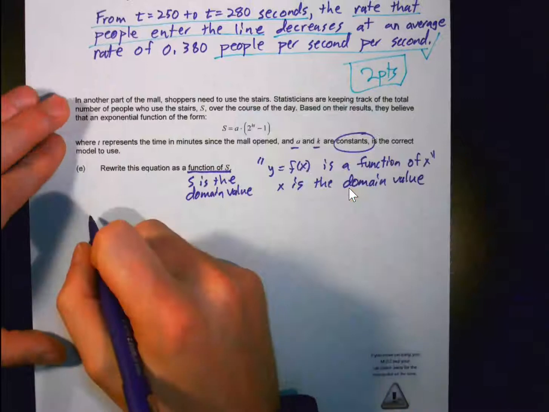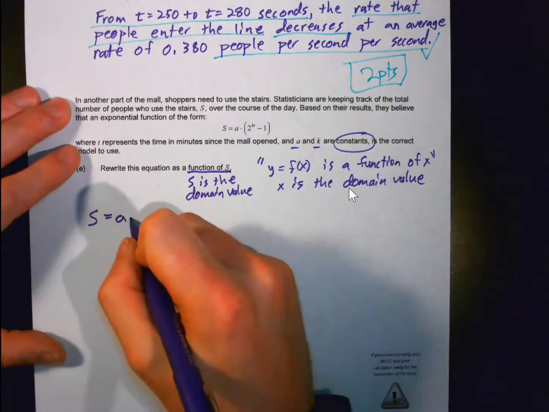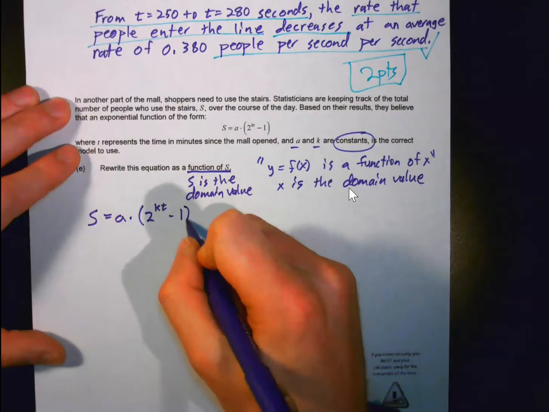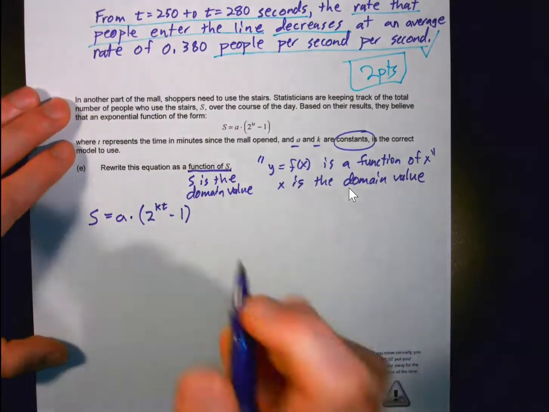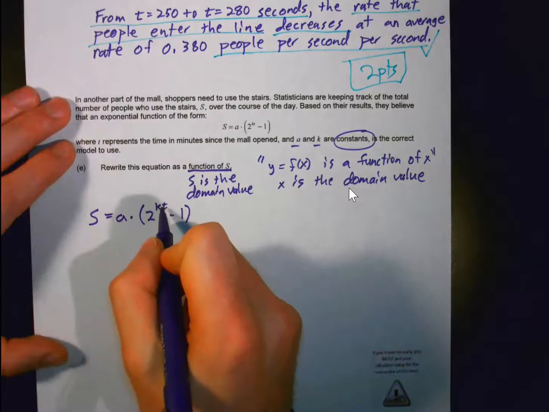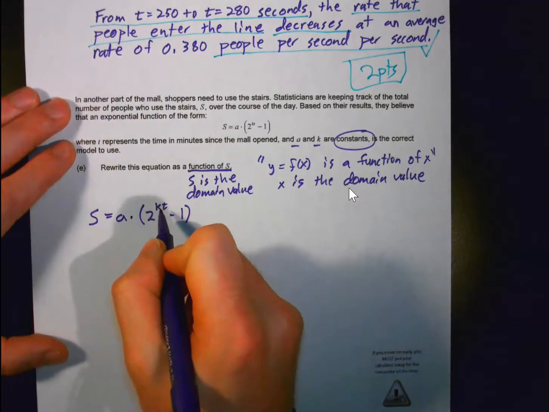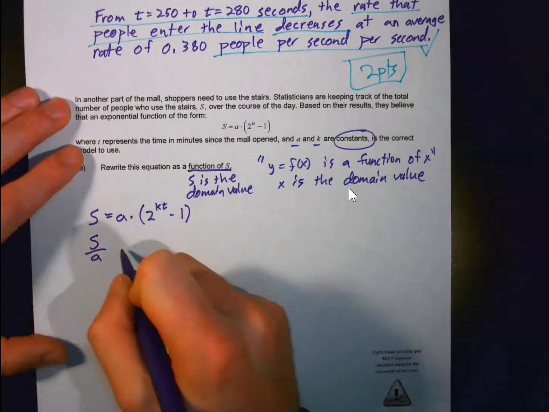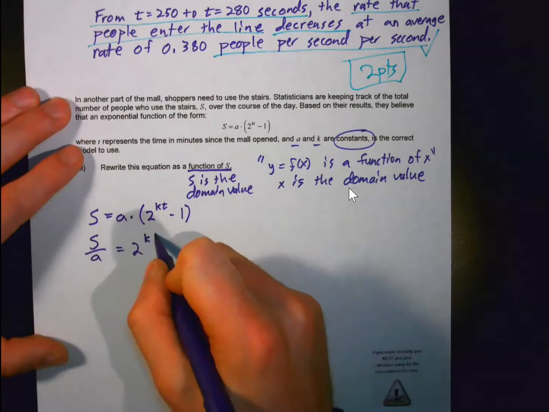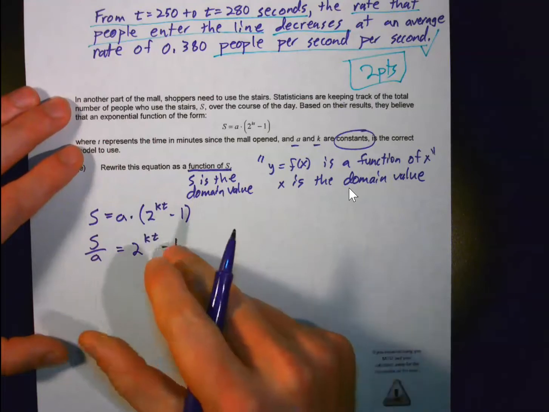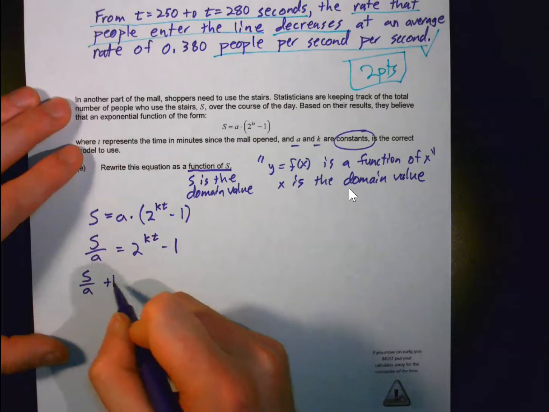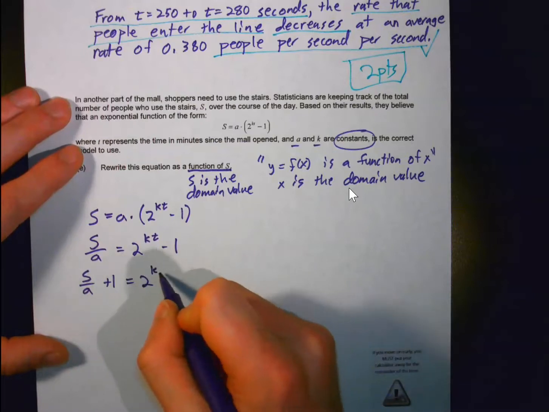Okay, so we've got s equals a times 2 to the kt minus 1. All right, I'm going to start breaking this down. I need to isolate the t. I want to get t equals. So let's go ahead and divide the a over, and I'd have s over a equals 2 to the kt minus 1. Don't like the 1 on there. I'm going to add it over. I'd have s over a plus 1 equals 2 to the kt.